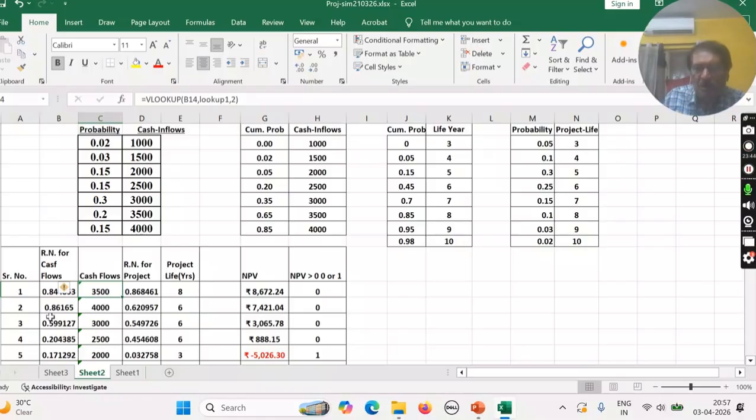In this way, for 0.8616, what will be the cash flows? 0.86 means 0.85 and above, so the demand, the cash flows will be 4000. In this way, it is very easy, and you can do it within 3 to 4 minutes, up to 500 observations.